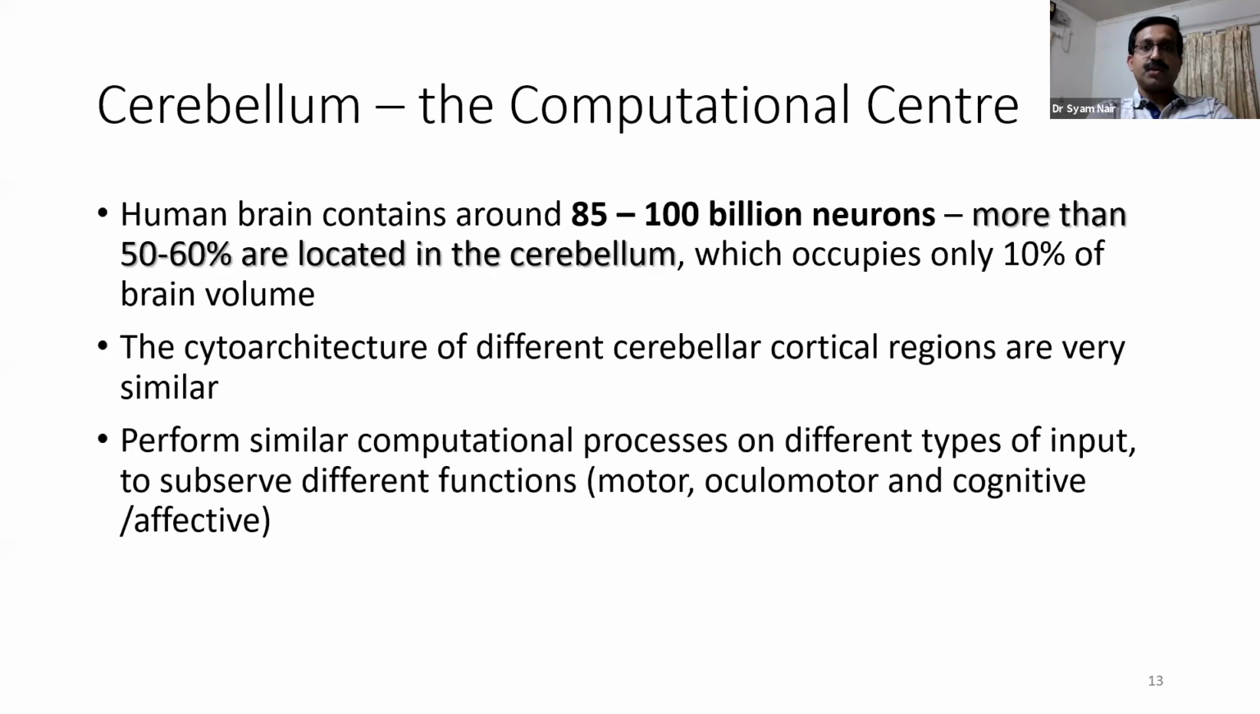The cytoarchitecture of different cerebellar cortical regions is very similar, and they perform a similar computational process on different types of input to subserve different functions. It has motor functions, oculomotor functions, and as we will see, the cerebellum even has cognitive and affective functions. But for the information processing, there is a similar cytoarchitectural structure in different cerebellar topographical regions.